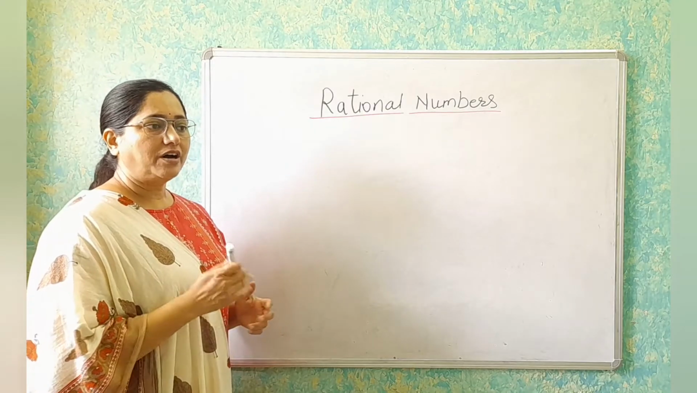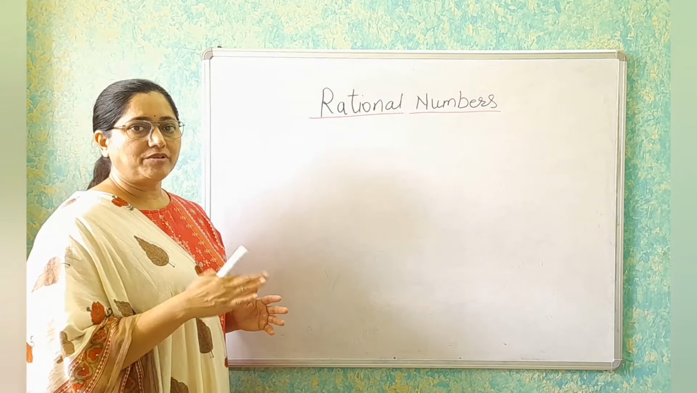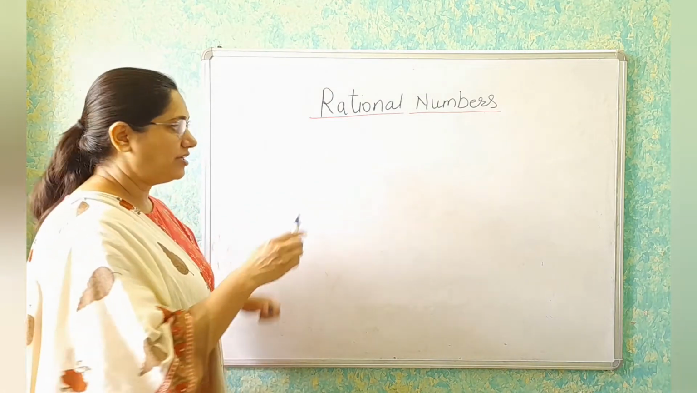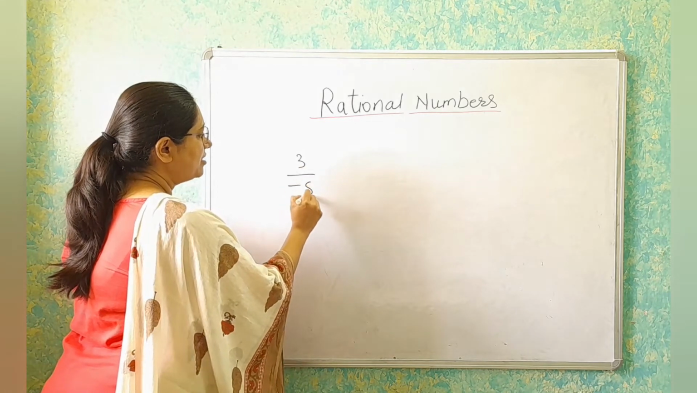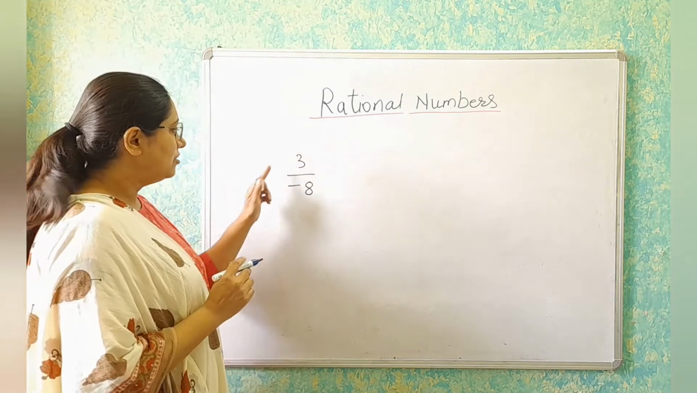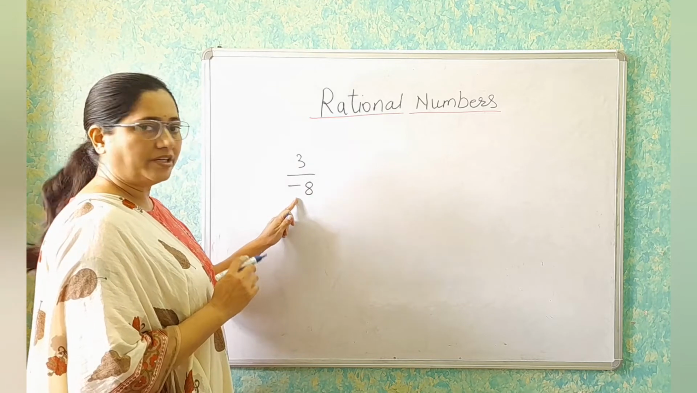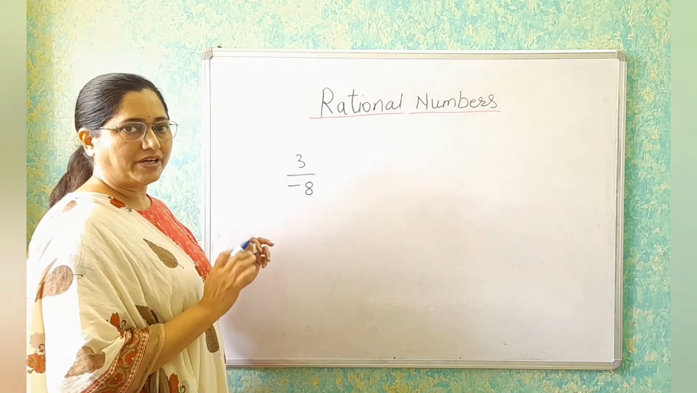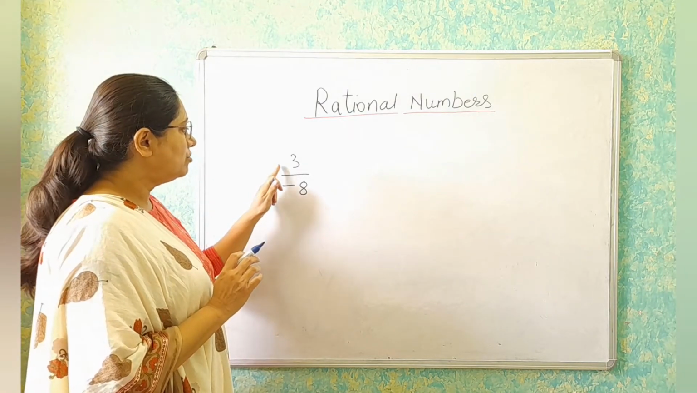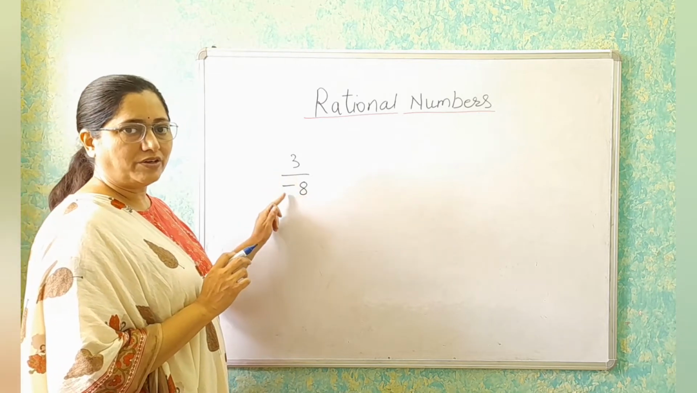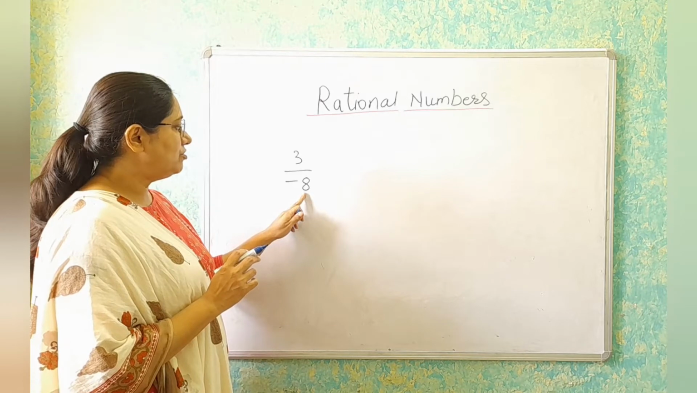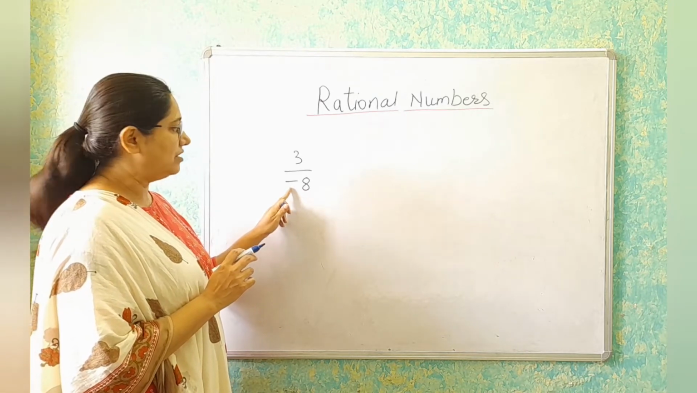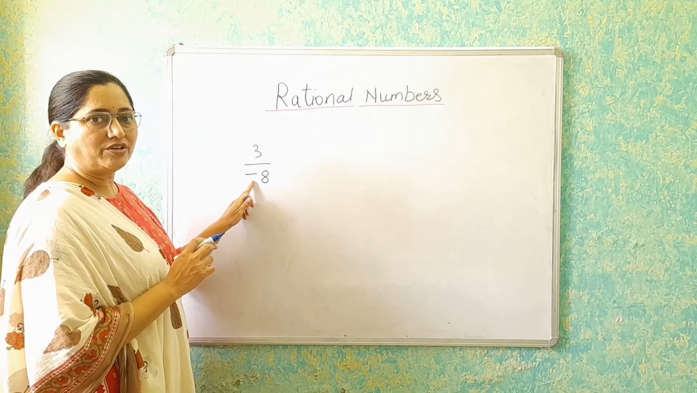Now we will learn how to change any rational number to standard form. For example, if I have a rational number 3 upon minus 8. See, numerator and denominator do not have any common divisor other than 1, so you cannot divide either of them. But it is not in standard form because the denominator has a negative sign. So I have to change this negative sign.